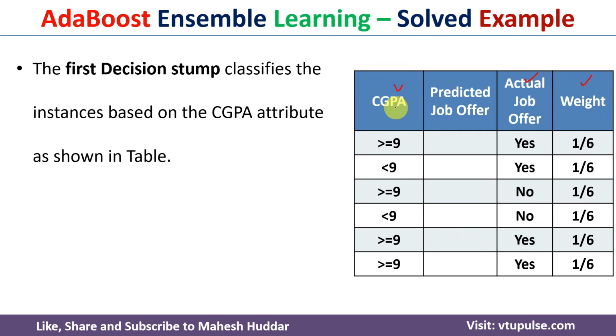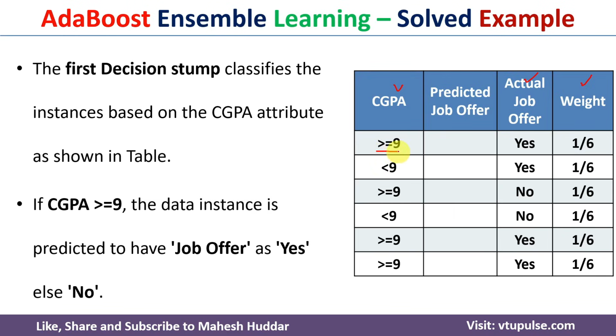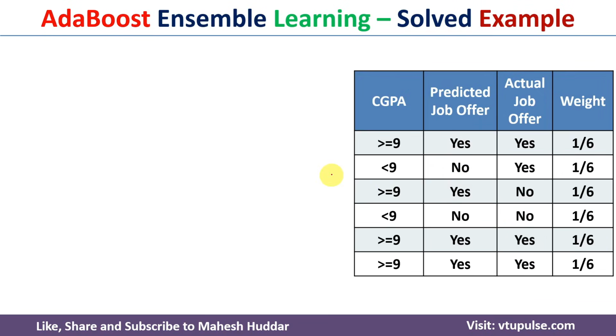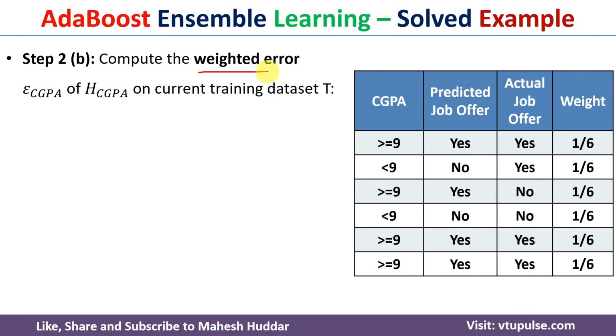When you consider the CGPA decision stump, whenever the value of CGPA is greater than or equal to 9, we consider that the predicted output is yes. Whenever it is less than 9, it is considered as no. Once you apply this decision stump, we get the predicted output like this. Comparing the predicted output with the actual job offer, the first, fourth, fifth and sixth ones are correctly classified, and these two are incorrectly classified. Because two examples are incorrectly classified, we need to calculate the weighted error.